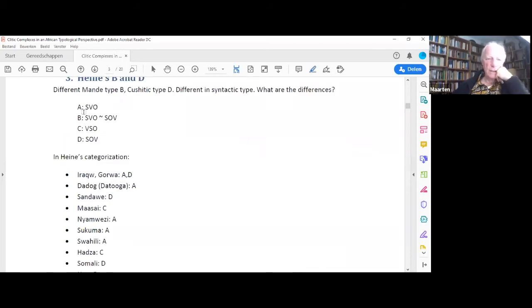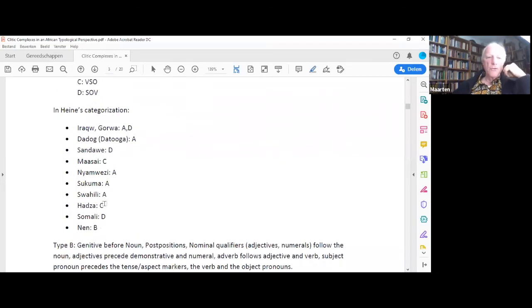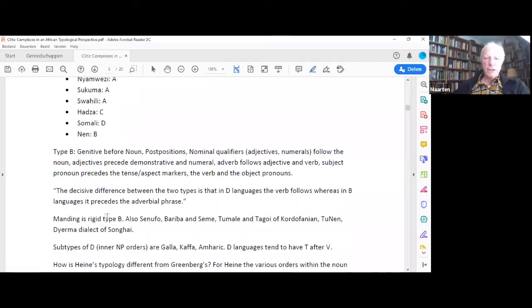So A is subject verb object. I guess all the Bantu languages will be like that, almost all. Sukuma is also A. Hadza would be C, verb initial, Somali D, verb final, and Nen, a Bantu language of Cameroon, also B. These are his categorizations. It's not that important for us whether they're correct. We can have a different idea about it.